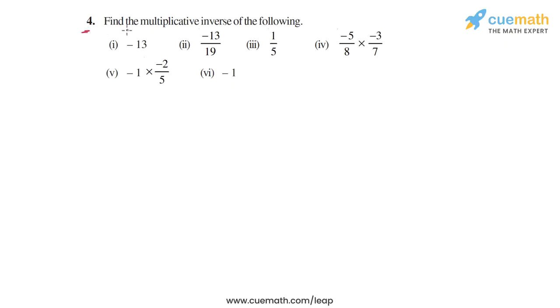In question 4, we have to find the multiplicative inverse of each of these 6 rational numbers that we see. What is the multiplicative inverse of a number? Well, the multiplicative inverse of any number is another number such that the product of the two numbers is equal to 1. For example, if you take the rational number 2 by 3, what number can you multiply 2 by 3 with so that you get 1?